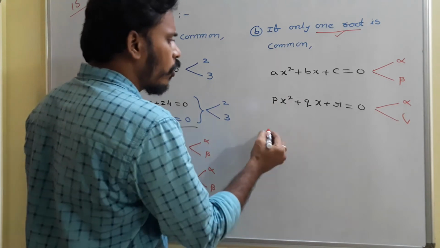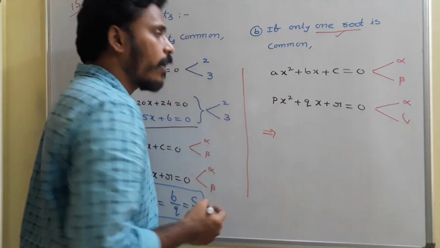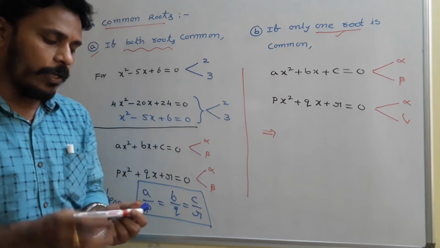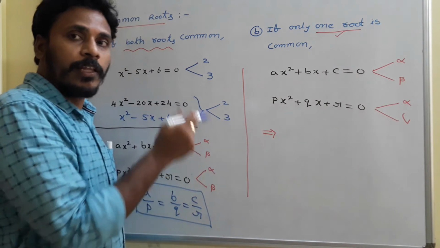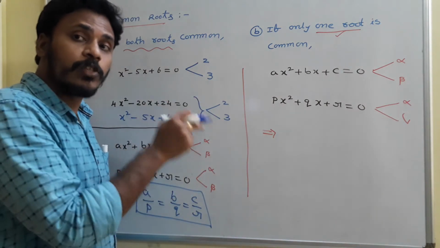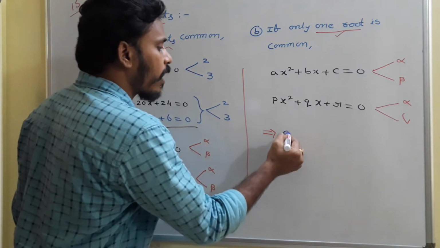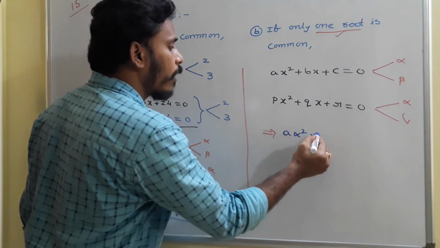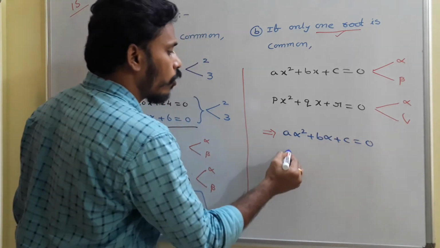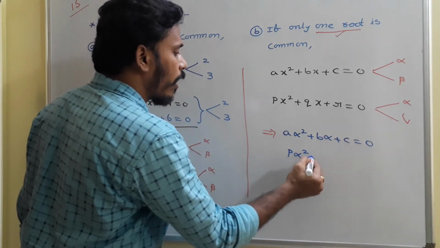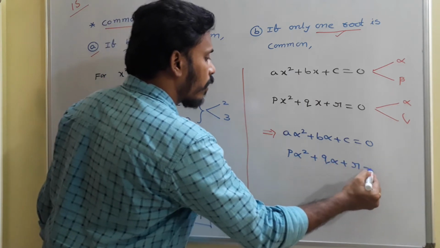Okay, just have a look. Since alpha is a common root for these two, in the sense that it must satisfy the given equations, you are allowed to replace x with alpha in the first equation as well as in the second equation, because alpha is a root. So that implies a alpha square plus b alpha plus c is equal to 0, as well as p alpha square plus q alpha plus r is equal to 0.